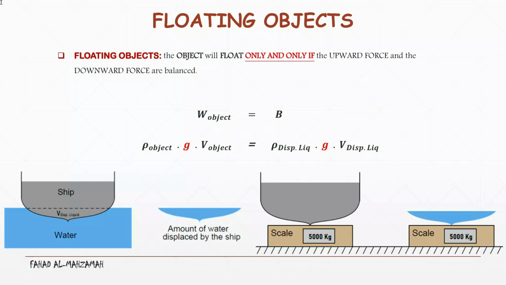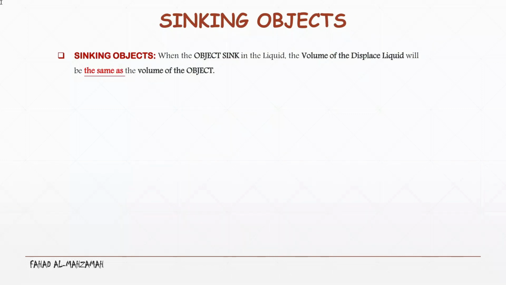The immersed part is the same as the volume of displaced liquid. Okay, now let's go to the next case, which is the sinking objects. Now, in the sinking object, the object will sink, as we said, if the average density of the object is greater than the density of the liquid.